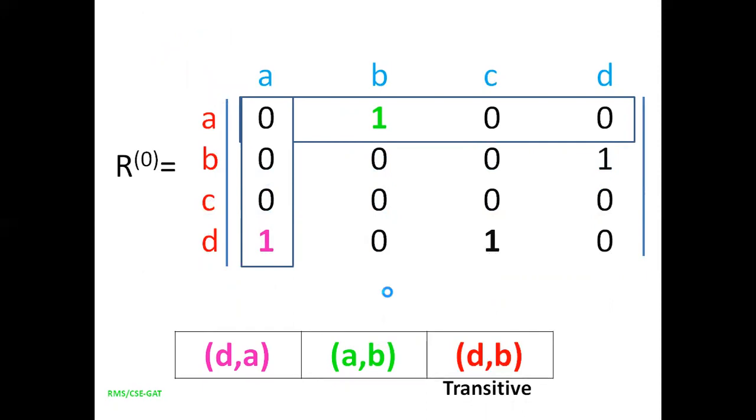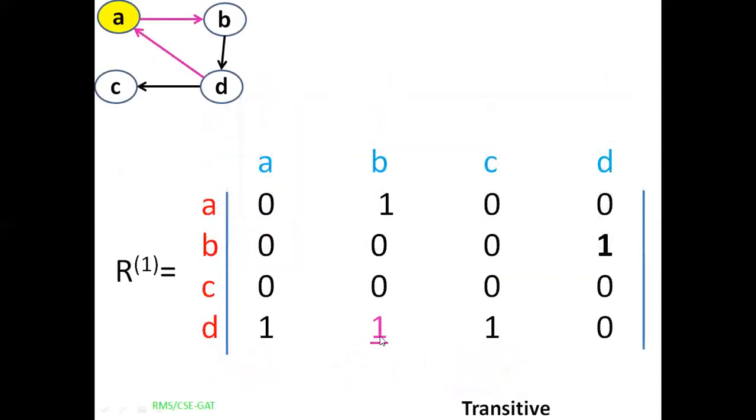After applying the transitive edge with one intermediate vertex, I got here 1. So this one indicates an edge from D to B with one intermediate vertex, that is A. So we can see that in this graph, moving from D to B with one intermediate vertex, D to A to B. With the help of intermediate vertex A, we can move from D to B. So it means we have a transitive edge from D to B, that is 1.